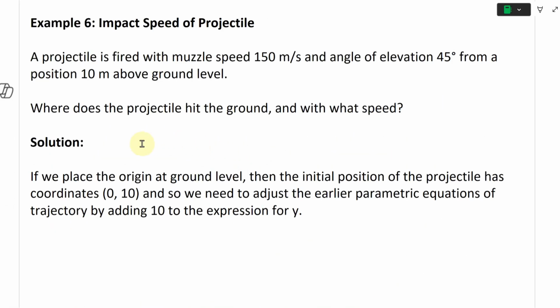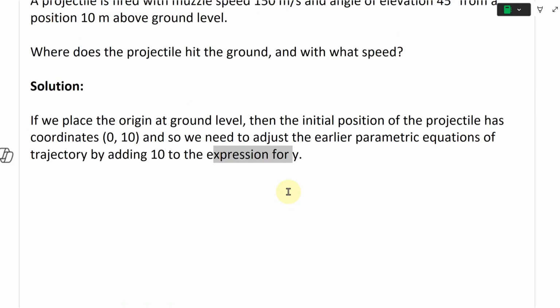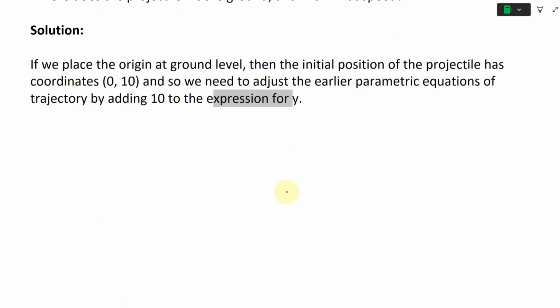So the solution: if we place the origin at ground level, then the initial position of the projectile has coordinates (0, 10). So it's 10 meters above the origin. And so we need to adjust the earlier parametric equations of the trajectory by adding 10 to the expression for y. I'll go over that as we solve this.